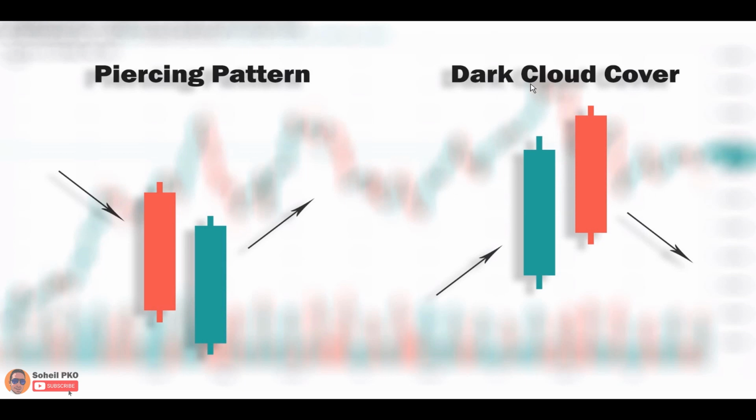Dark cloud cover. In this pattern, we have two candles. The first is green and the second is red, and both of them have a fairly long body with small or no shadows. It's not a must for shadows to be small, and with longer shadows, the pattern can still be correct, but not so long shadows.